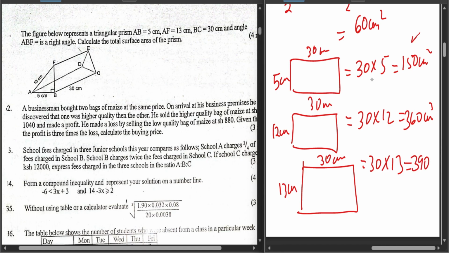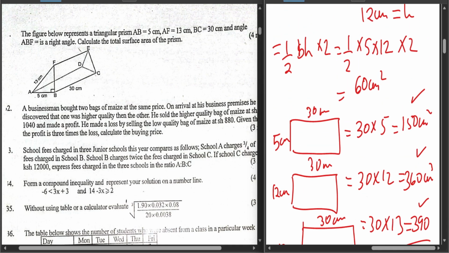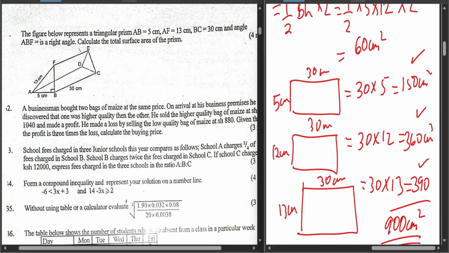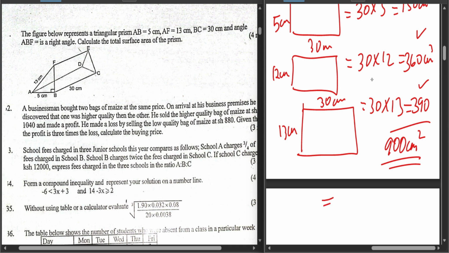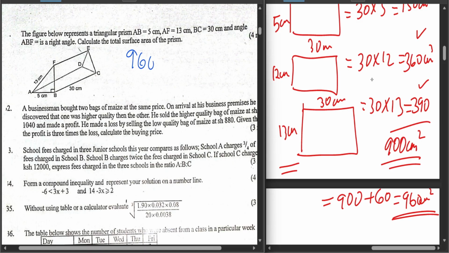So add all of these three up. You take 150 plus 360 plus 390, which will give you 900 centimeter square. That is the total area of the rectangles. After that, you're supposed to add the two triangles as well, which is 900 plus 60 to give you 960 centimeter square. That is the answer, 960 centimeter square.